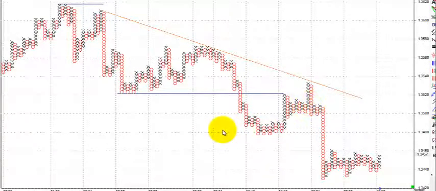Now this point and figure chart is not set up for the bigger picture, like looking at it from a daily or a weekly or monthly perspective. This is more for day trading purposes. This is going to be a pretty fast moving chart. So here is my actual entry.